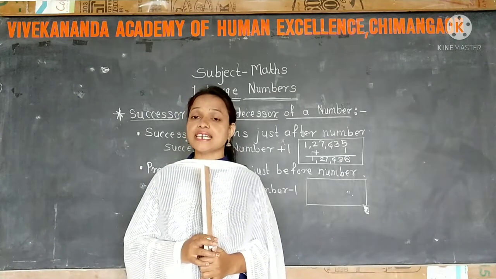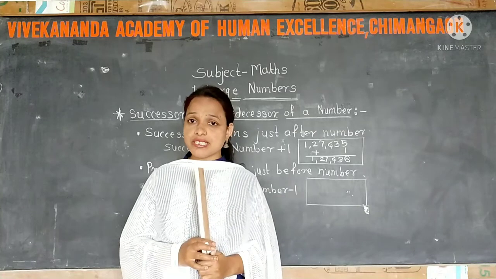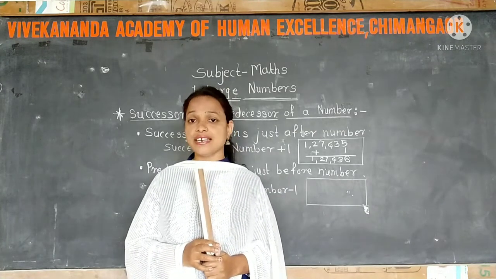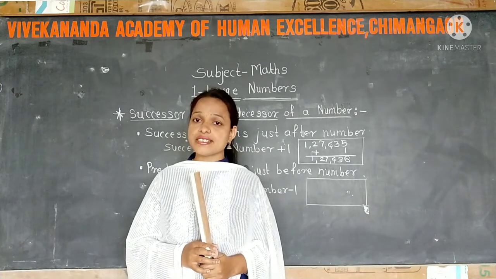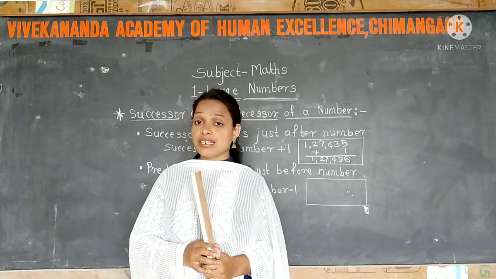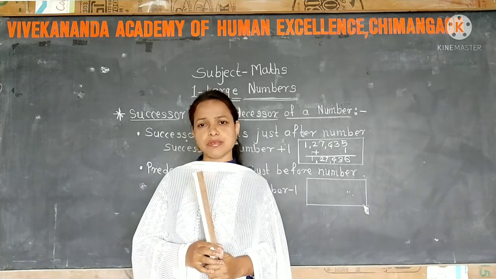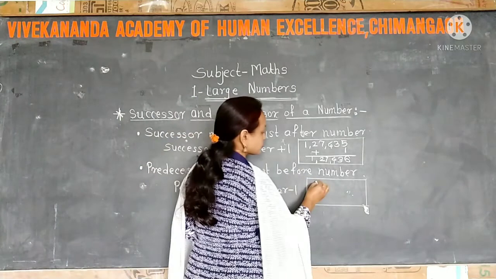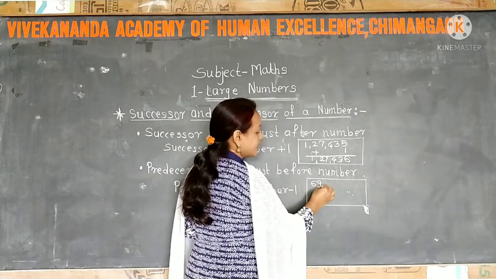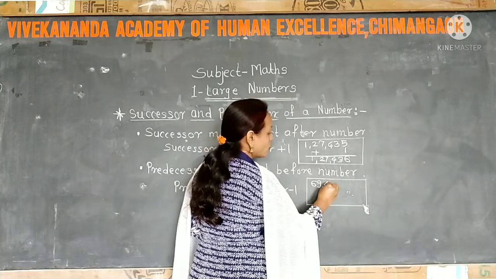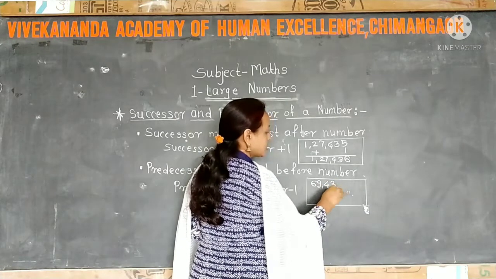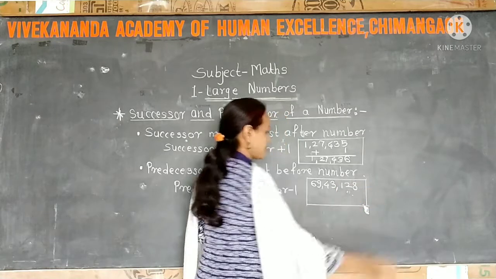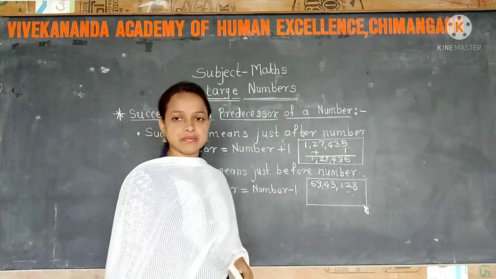If you take 999, what is the predecessor of 999? You subtract 1 from 999, you will get 998. So 998 is the predecessor of 999. Now we will take large numbers, a 7-digit number. Consider the example 69,43,128. This is a 7-digit number.